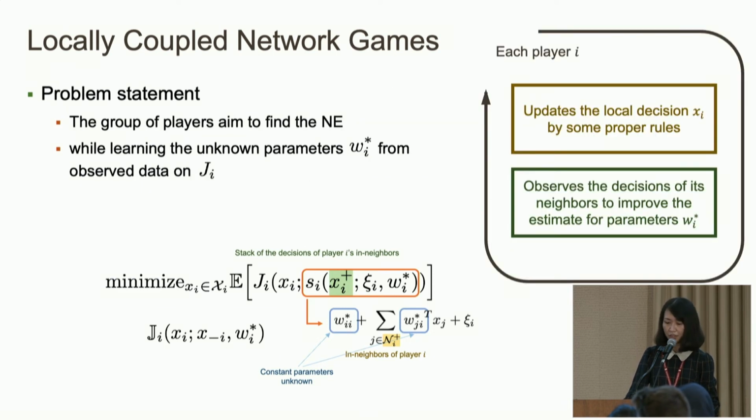Our goal in this work is to couple the two processes, the Nash equilibrium seeking process and the parameter learning process, so that by following the proposed algorithm, this group of players can reach a Nash equilibrium. A very intuitive framework to solve this type of problem is given here. At each iteration, each player first updates its local decision based on some proper rule, but parameterized by some parameter estimate, not the exact parameter. Then the player makes observations about the realized objective values or some other type of feedback, and uses that to improve its parameter estimate.